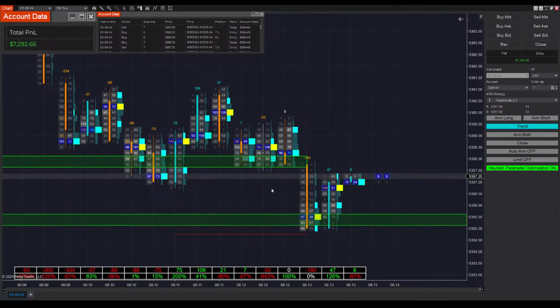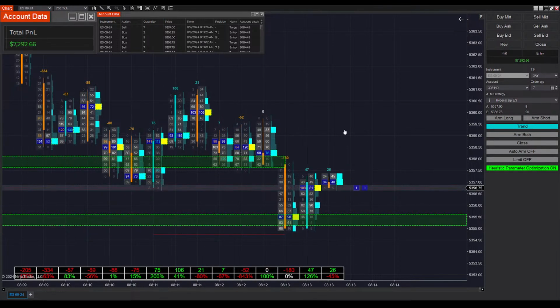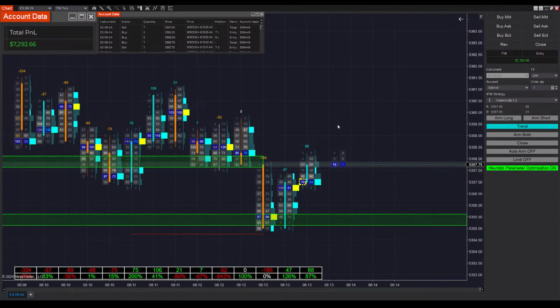That's just some seriously explosive volatility here. It's exactly what we want to see. Up to $7,300 on the day now, with 7 contracts, so using a crap ton of leverage. But I'd say that is probably one of my best trading days yet. Just absolutely loving how the market is doing right now.